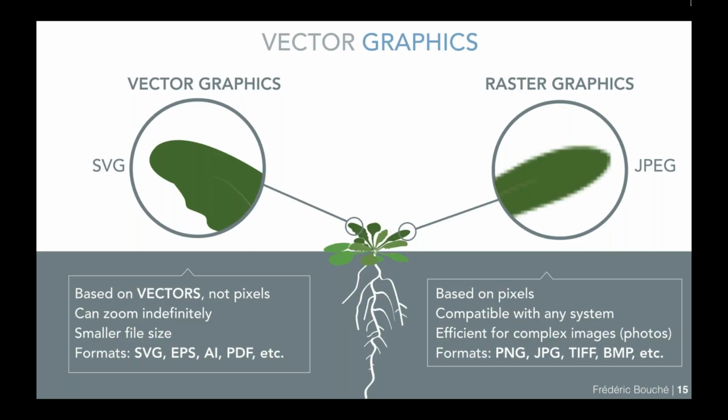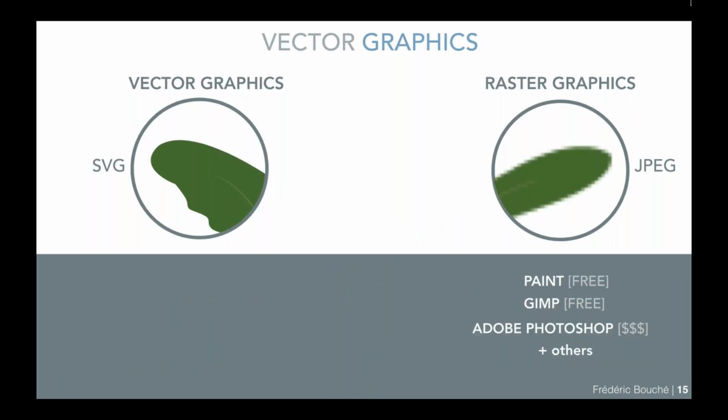So let's go to the programs with which you can do both of these types of graphics. Well, you probably know Microsoft Paint, which is one program to make raster graphics. This is also the case of GIMP, which is free and which is pretty nice. And you also have Adobe Photoshop and actually all the camera picture tools.